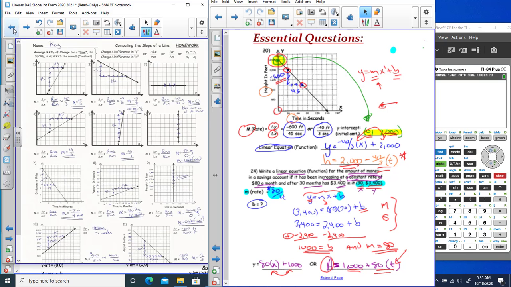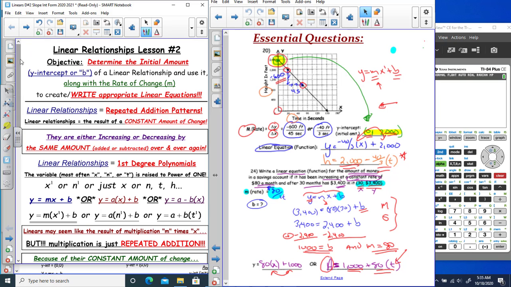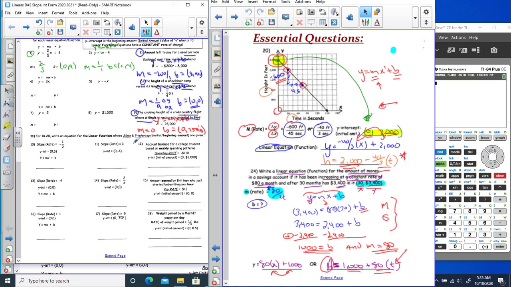Cool. Take a look at the second skill. And in the second skill, what we'd like you to be able to do in terms of writing linear relationships is be able to take the components of a linear relationship and put them into an appropriate equation. So if you take a look, we'll work backwards again at number 18. The weight gained by a Mastiff pup per day, the rate gained is 1/3 of a pound per day, and the initial amount is 8.5 pounds.